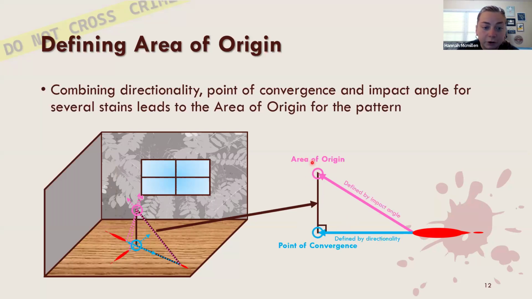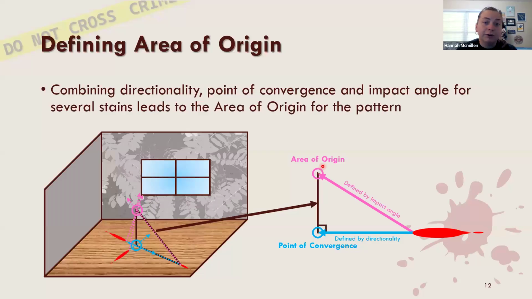So we have area of origin, point of convergence. This is defined by our impact angle, and this is defined by our directionality. And then we can actually calculate where the area of origin is. So based off of that, let's say that this specific length is 3 feet.